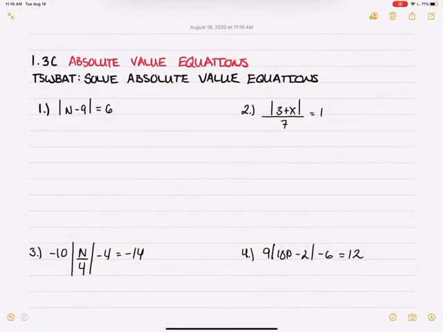Alright guys, today we're looking at another video of solving absolute value equations. So I have 4 examples I'm going to cover today, and we're going to go ahead and get started.